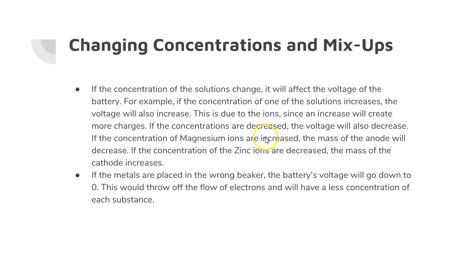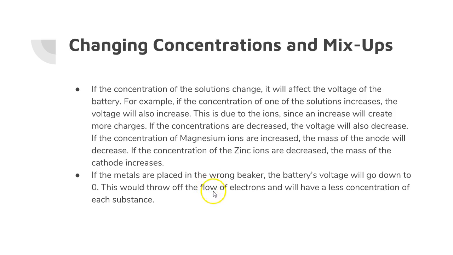Changing concentrations and mix-ups. So if the concentration of the solutions change, it will affect the voltage of the battery. For example, if the concentration of one of the solutions increases, the voltage will also increase. This is due to the ions, since an increase will create more charges. If the concentrations are decreased, the voltage will also decrease. Looking at my battery alone, if the concentration of magnesium ions are increased, the mass of the anode will decrease, and if the concentration of the zinc ions are decreased, the mass of the cathode will increase.